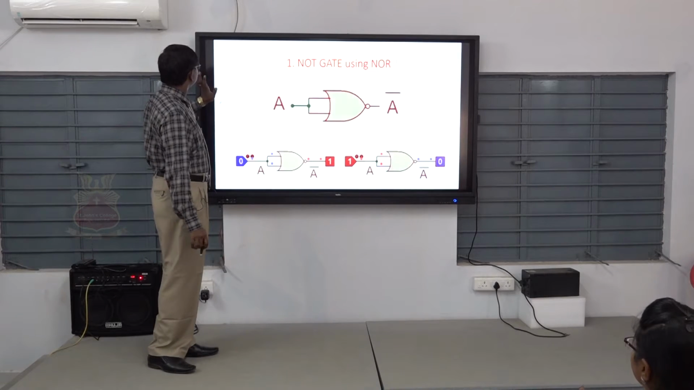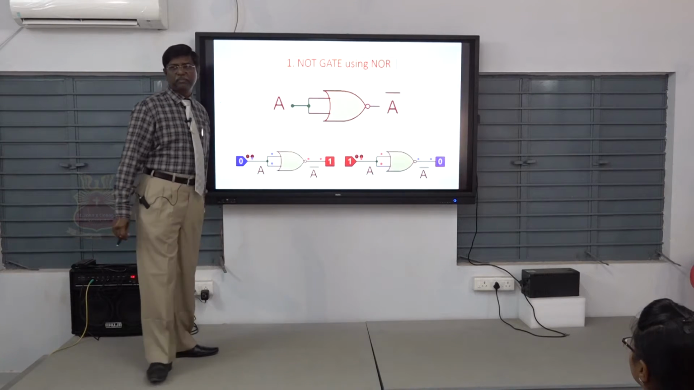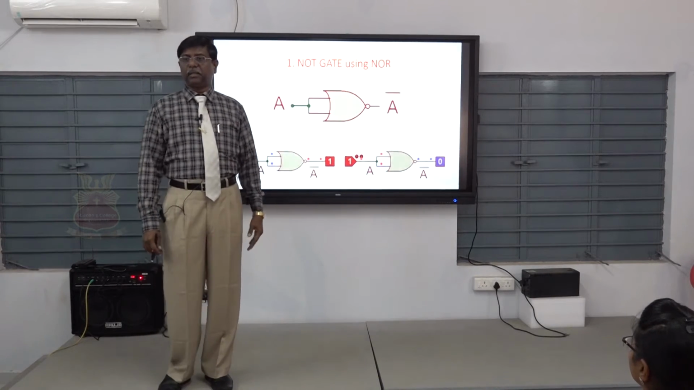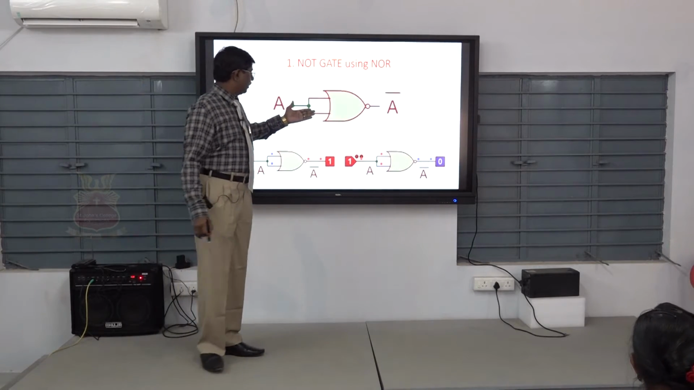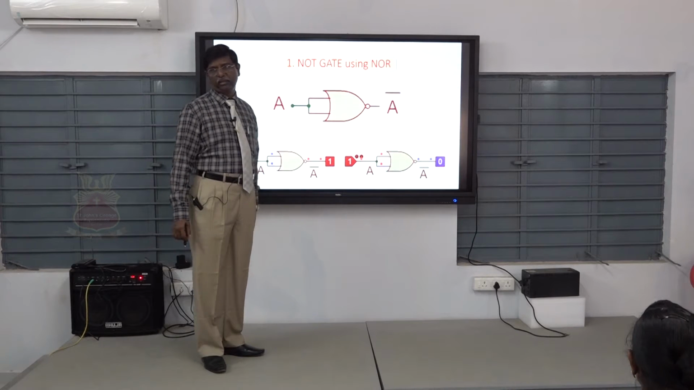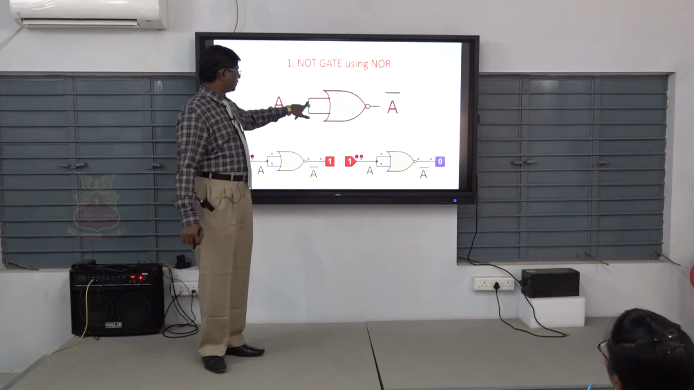Now the first case, the simplest case, the NOT gate. For a NOT gate, we need only one NOR gate. Both the inputs are tied together.